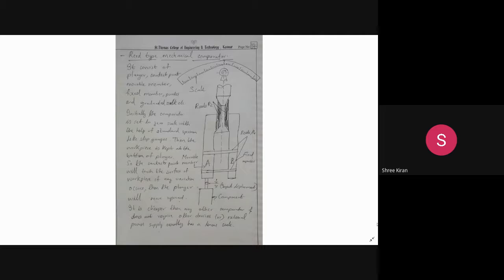So this is a figure. You can see again the figure, regarding the reed type mechanical comparator, where it mainly consists of a plunger, contact point, movable member, fixed member, pointer, and graduated scale, etc.